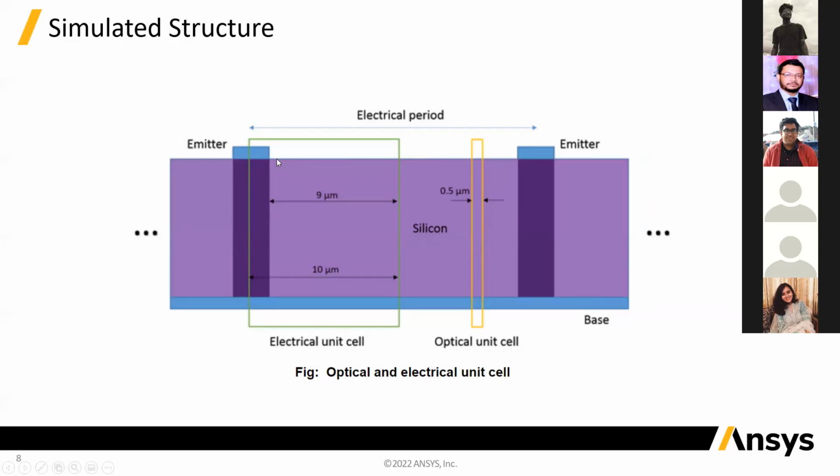So what we can do here is, on the electrical side, you can see that we have 2 emitters and a base at the bottom. We can figure out that the electrical unit cell can be half of this geometry.